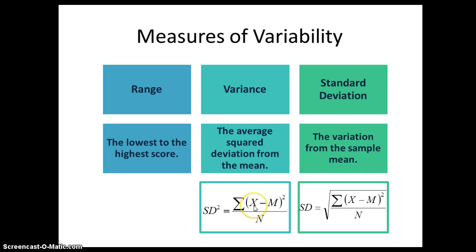Here we have each individual x score, and we subtract the mean of the scores. We square that deviation from the mean, and then we sum each of those deviations. That value is then taken and divided by the number of observations, which is how we get averages anyway. And you'll notice that this is the sample statistic for variance, and it's denoted by SD squared. Okay, variance is the square of the standard deviation.